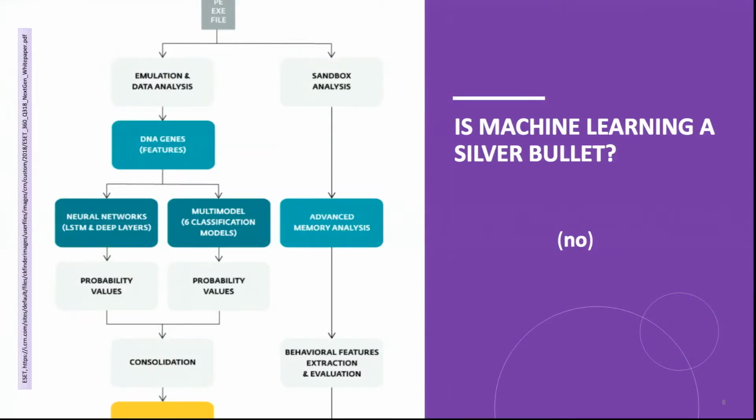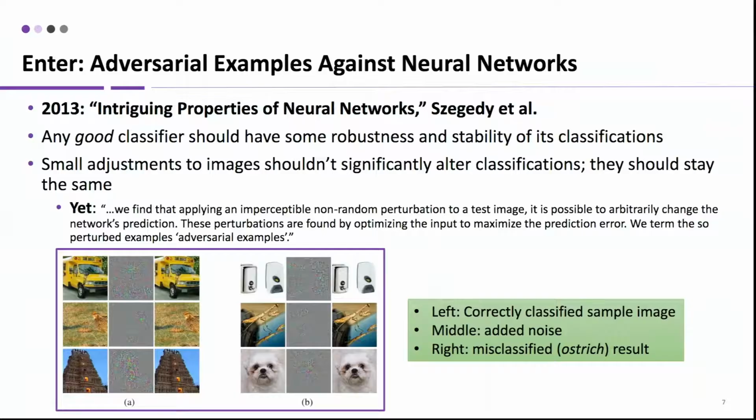And so the question is, is machine learning a silver bullet? And of course the answer is no. You can't just say I'm going to throw a classifier at it and I'm done, everything's great, I don't need to do any actual work. In 2013, this was embodied in a nice paper which said that any good classifier should have robustness in its classifications. If you slightly perturb the input, make small changes, you should still have the same object being recognized.